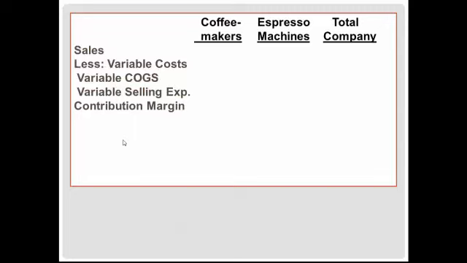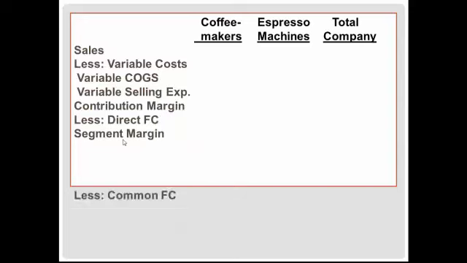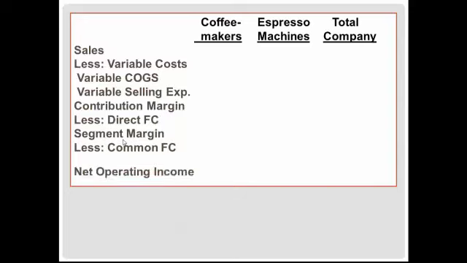We then subtract fixed costs, but when we do segmented income statements, remember we have to identify for fixed costs which ones are direct and which ones are indirect or common. First, we subtract the direct fixed costs. This will give us our segment margin, and this is the number used by management to evaluate each of these segments. Then we subtract common fixed costs, and we will have net operating income.